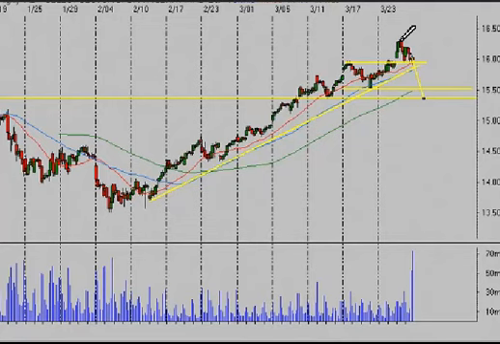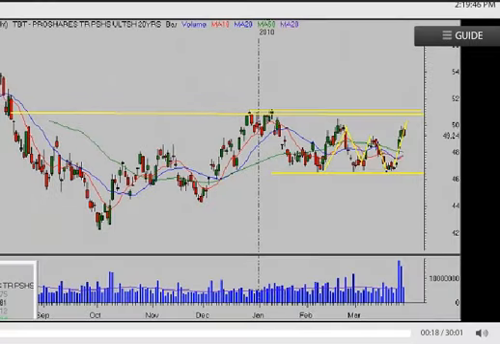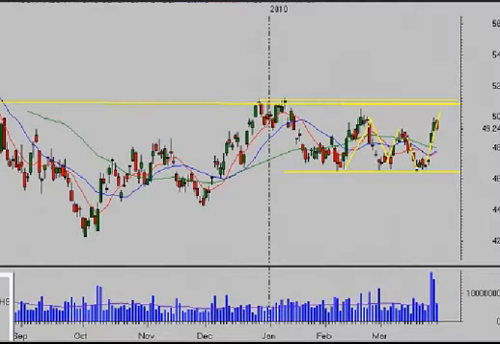So let's take a look now at some of the stocks that you guys have typed in here on Twitter.